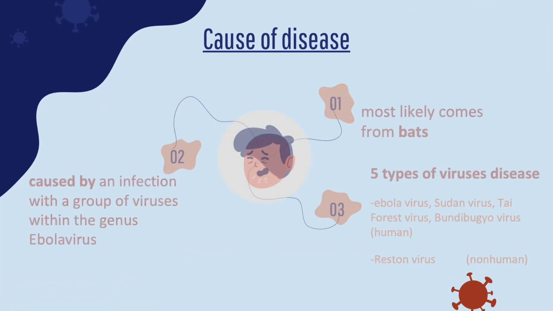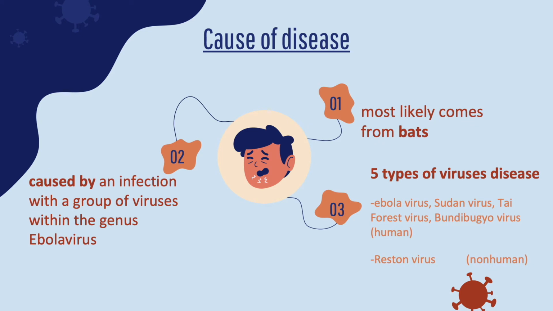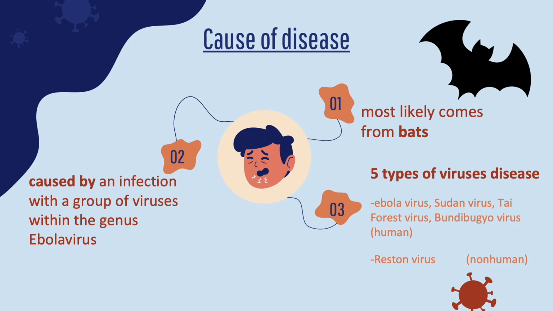The exact cause of Ebola virus is unknown, but scientists believe that it most likely comes from bats, which transmit the Ebola virus to other animals and humans. A person can spread the virus to other people. It is caused by an infection with a group of viruses within the genus Ebolavirus.